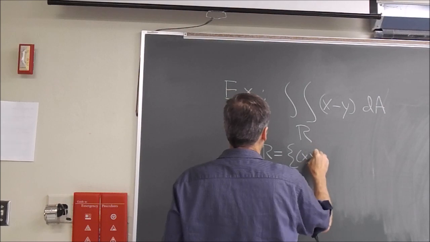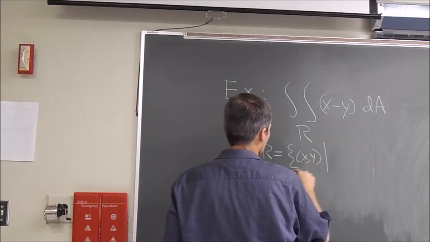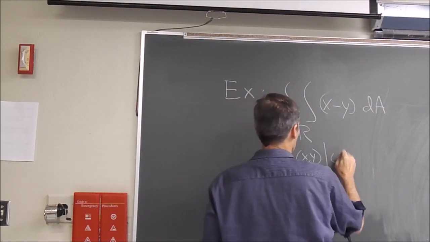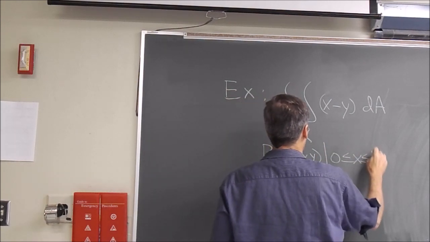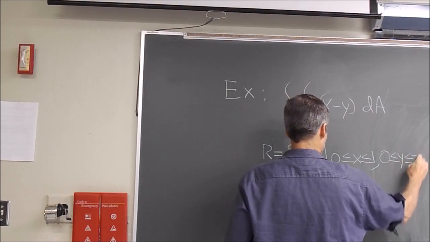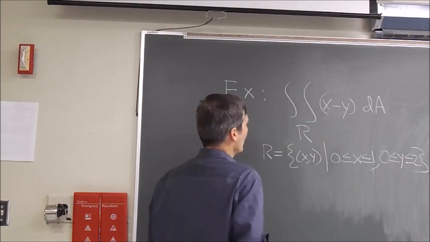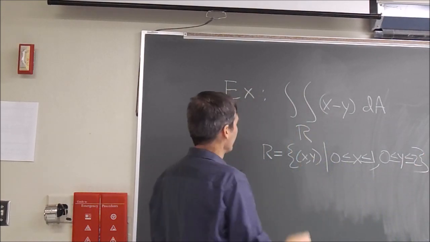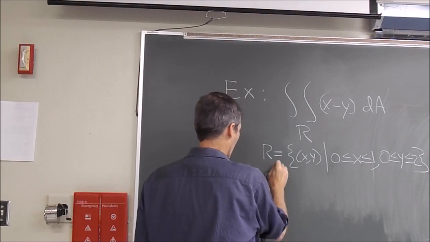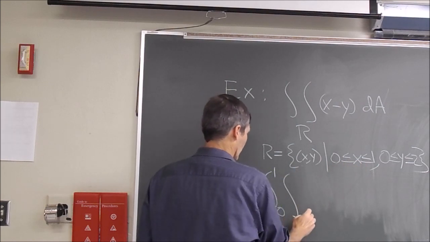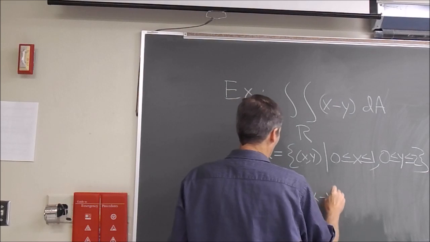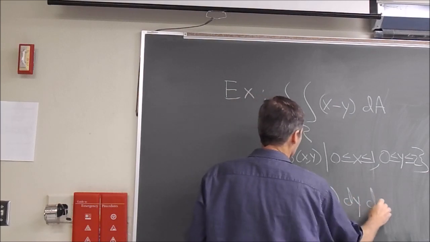Suppose R is the rectangle, the set of all x, y. Here's the other notation we can use, set builder notation. The set of all x, y such that 0 is less than or equal to x is less than or equal to 1, and 0 is less than or equal to y is less than or equal to 2. What is this double integral? By Fubini's theorem, we can write this as the integral x going from 0 to 1, its min to max, integral y going from 0 to 2, its min to max, x minus y dy dx.